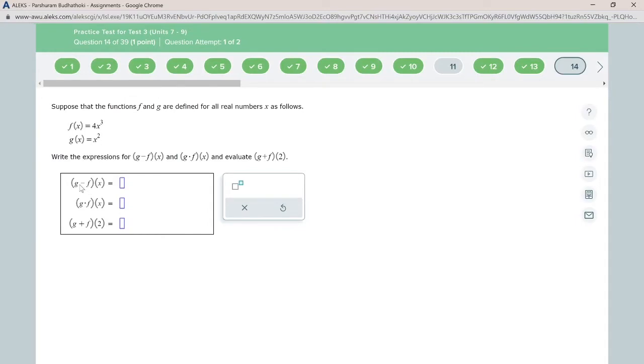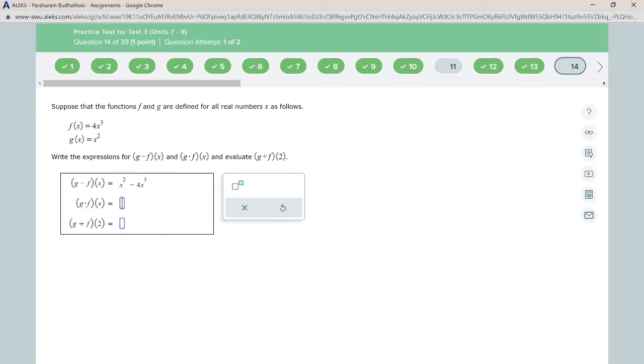Find out the difference between these functions, multiplication and addition. Difference means just subtract f from g. If simplification is possible, then do the simplification. If simplification is not possible, then just plug in the value. So as you can see here, this means g of x minus f of x. X square is the value of g of x, minus 4x cube, the value of f of x.